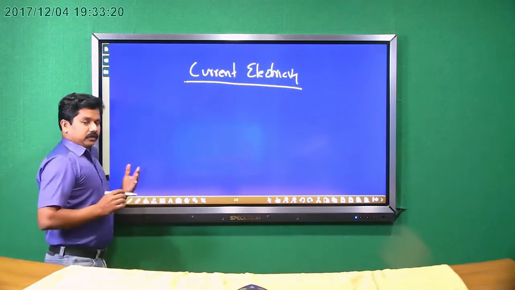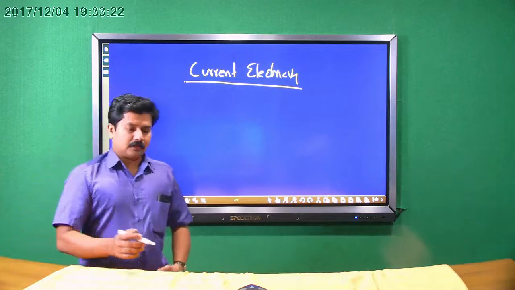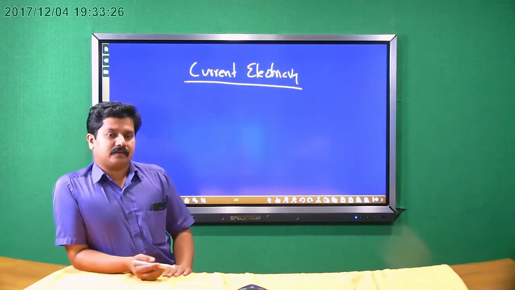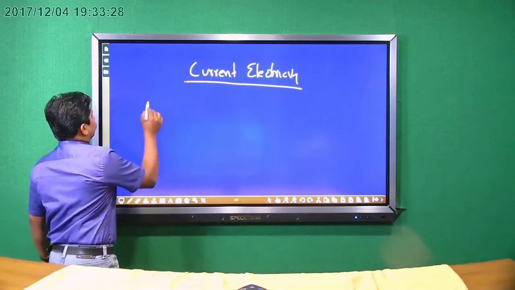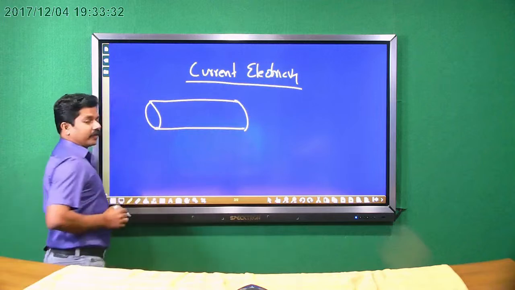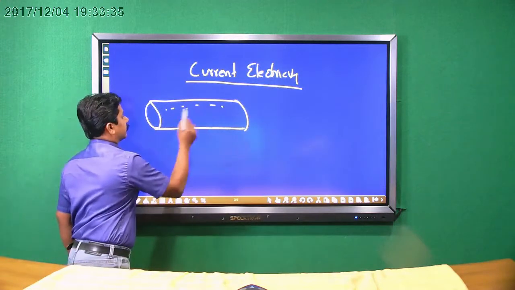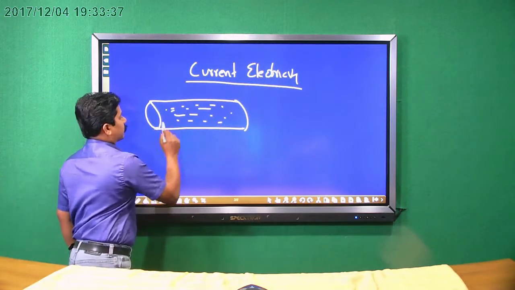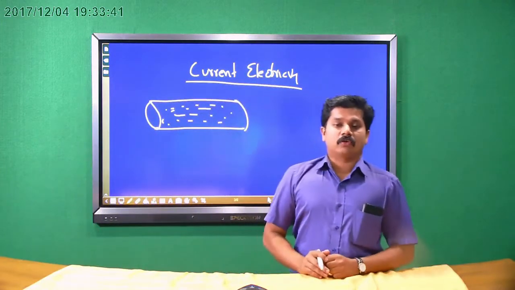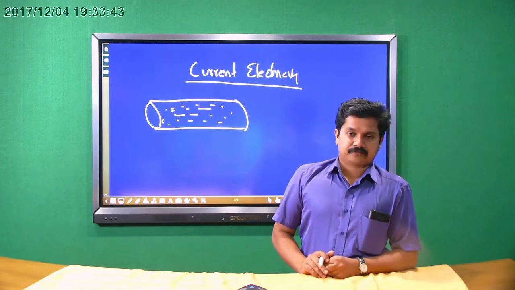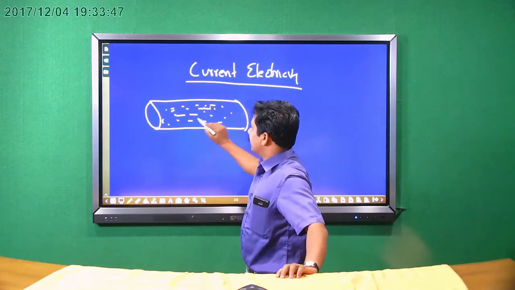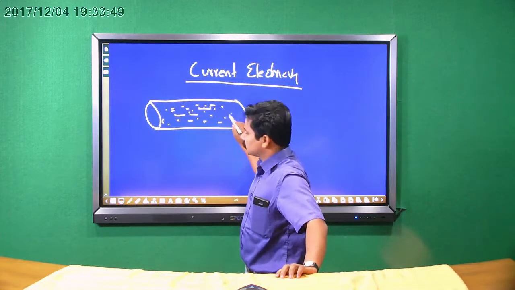We know conductors or metals are good conductors of electricity, right? If you consider a conductor, there are a lot of free electrons in it. Copper wire or aluminum wire, that is metal wire, there are a lot of free electrons in it. In normal situations, these electrons are in random motion. So these electrons will be moving here and there.